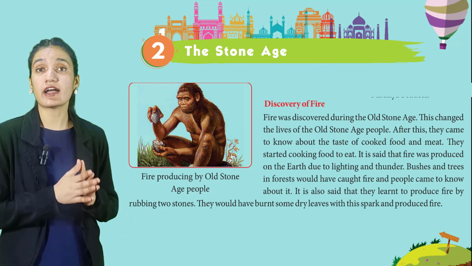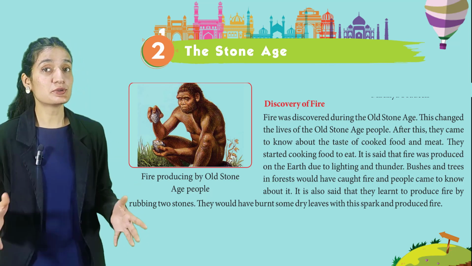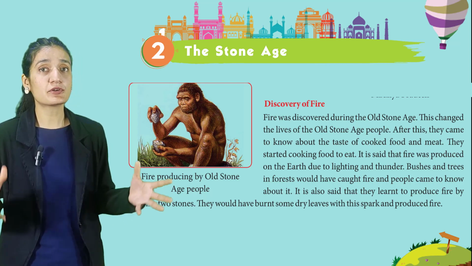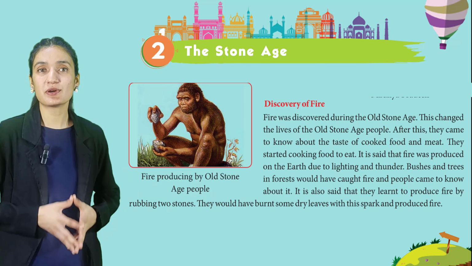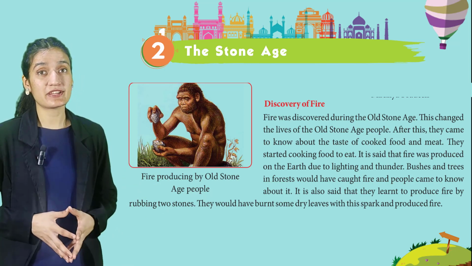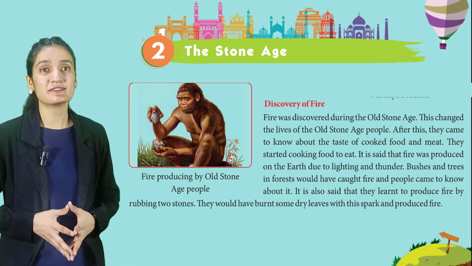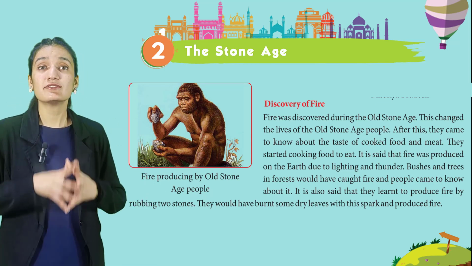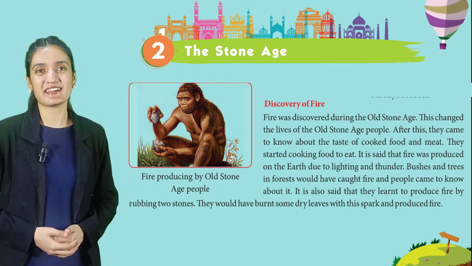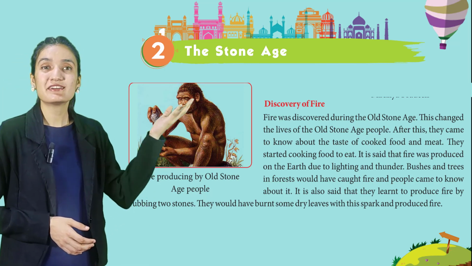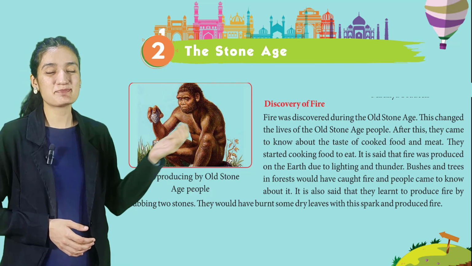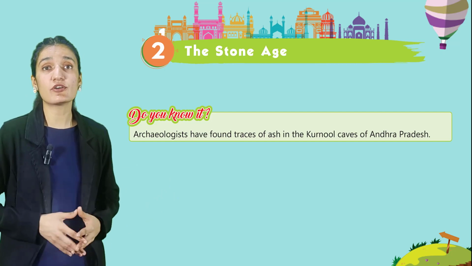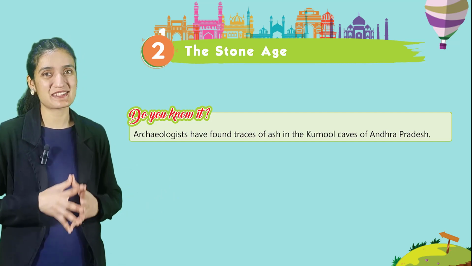It is said that fire was produced on the earth due to lightning and thunder. Bushes and trees in forest would have caught fire and people came to know about it. It is also said that they learned to produce fire by rubbing 2 stones. They would have burnt some dry leaves with this spark and produced fire. Here you can see in this picture fire producing by Old Stone Age people. Now students, do you know it? Archaeologists have found traces of ash in the Kurnool caves of Andhra Pradesh.